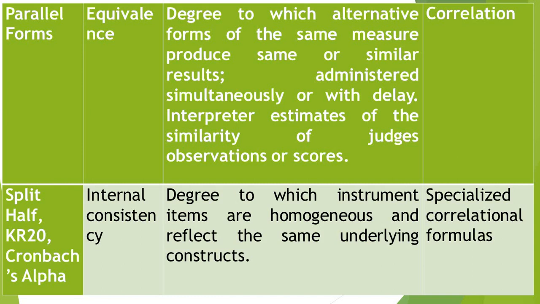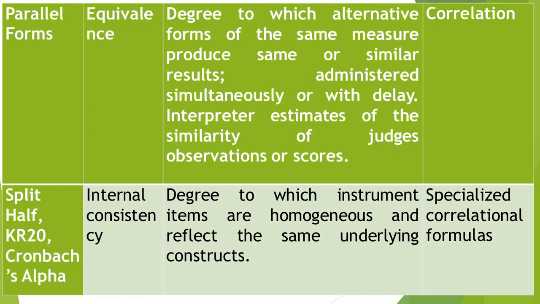Parallel form, equivalence: the degree to which alternative forms of the same measure produce the same or similar results, administered simultaneously or with delay. Interrater estimates the similarity of judges' observations or scores. So, you can have two groups. You will have to give them simultaneously the two different questionnaires. If they bear almost or similar results, then your questionnaire is highly reliable.